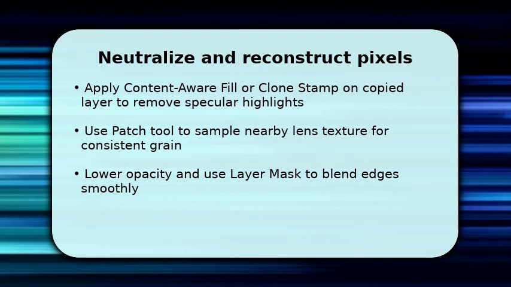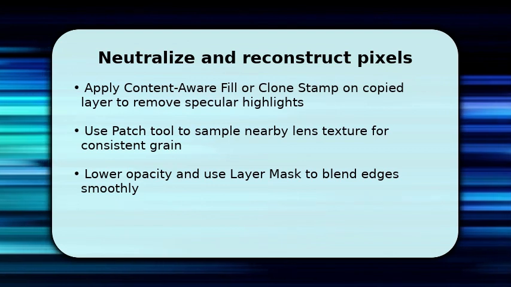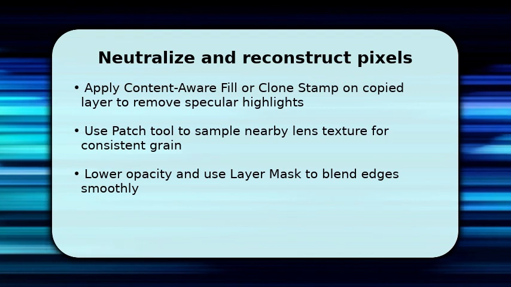Once the highlights are reconstructed, reduce layer opacity and add a layer mask. Paint with a soft, low-opacity brush to reveal tiny reflections selectively. This preserves natural depth while removing the overpowering shine, so the glasses still read as glass.